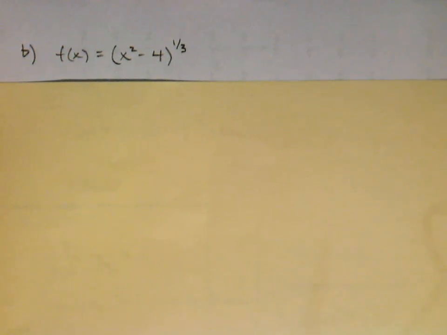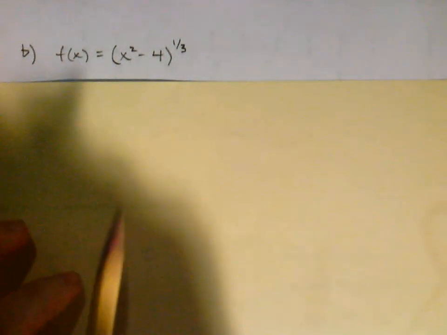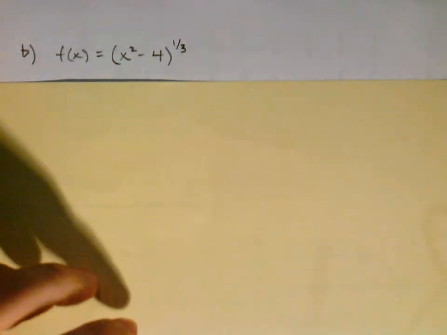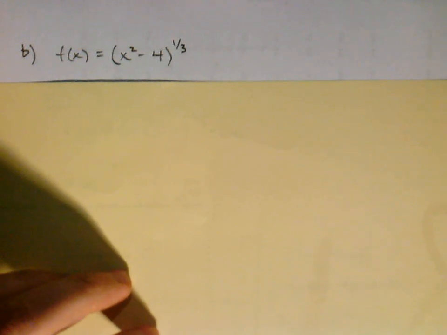Now this one is not the simplest version. It's not just a polynomial, although hopefully we're all pretty comfortable with taking that derivative. There's more to it than that, right? Okay, f of x equals the quantity x squared minus 4 raised to the 1/3.